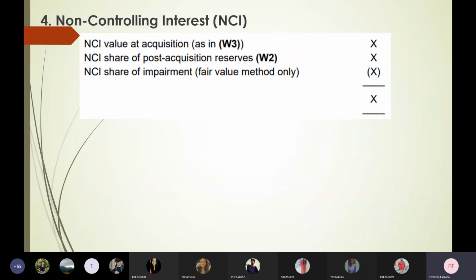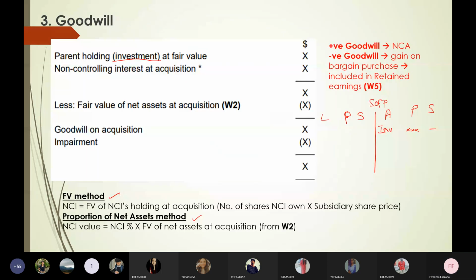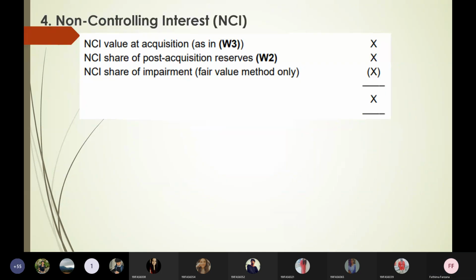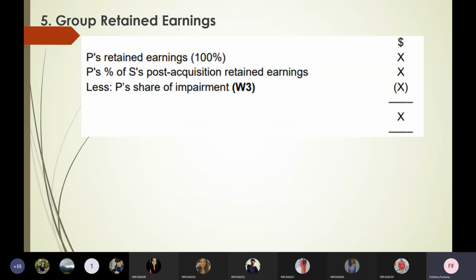So the next one is non-controlling interest. So non-controlling interest at acquisition, that is working note 3. Put the working notes properly here. Okay, fine. We'll solve some problem. We'll come back to this later.